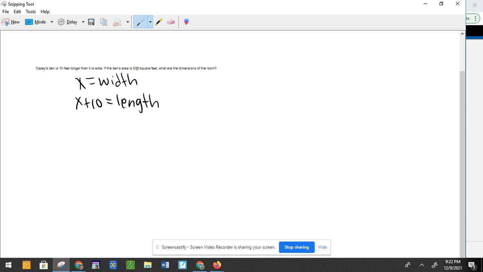It says the den's area is 336 square feet. So multiply length and width together to get the area. So x times x plus 10 is going to equal 336. All right, so we're going to solve this equation. We're going to solve it using the completing the squares method that you learned in this lesson.